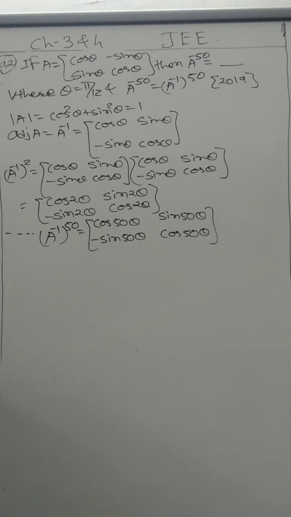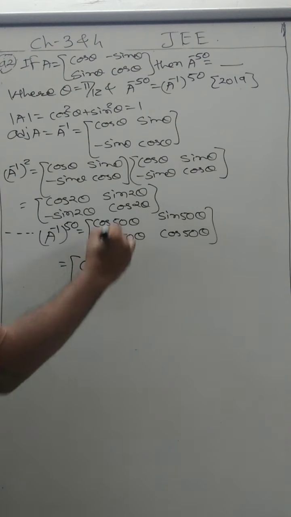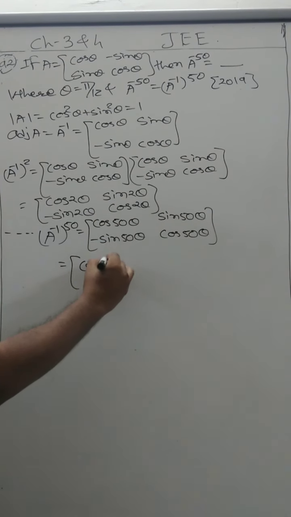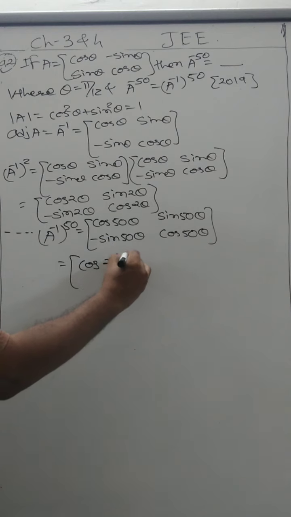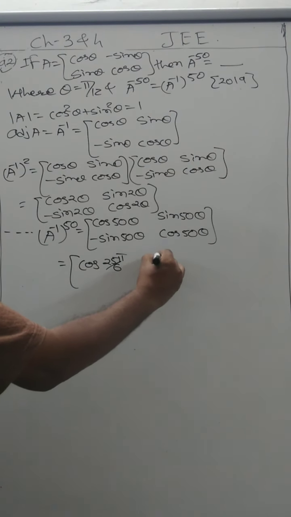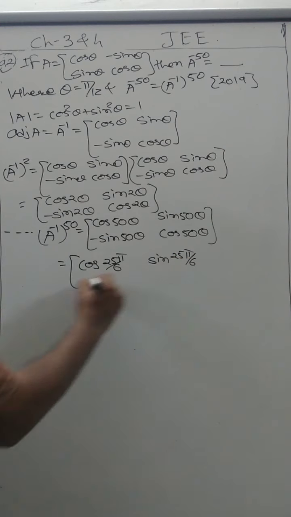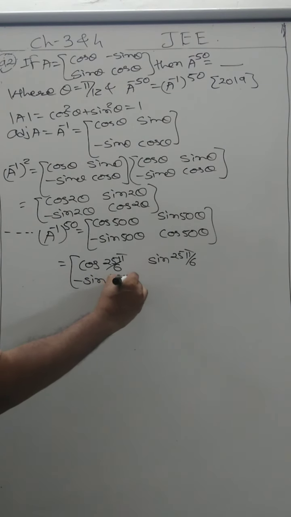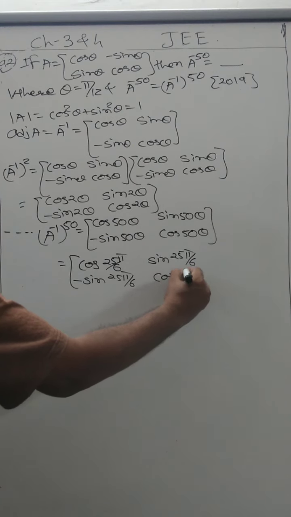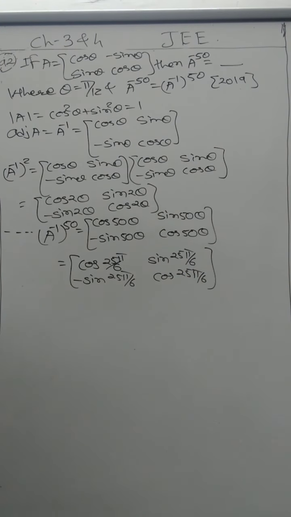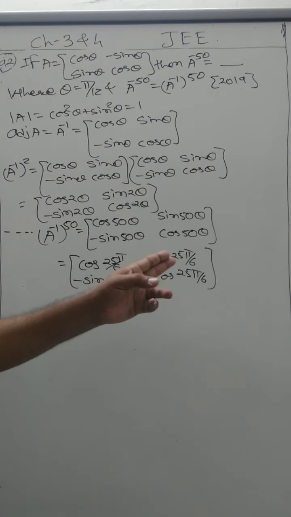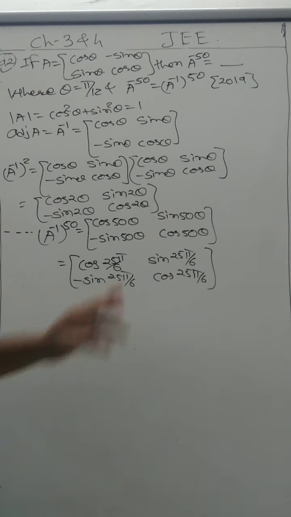So it is pi by 12. Then we have cos 50 pi by 12, which means 25 pi by 6, same way sin 25 pi by 6, minus sin 25 pi by 6 and cos 25 pi by 6. Now this lies in which quadrant? If you see, 25 pi by 6 means 24 pi by 6 plus pi by 6, so it is in the first quadrant.